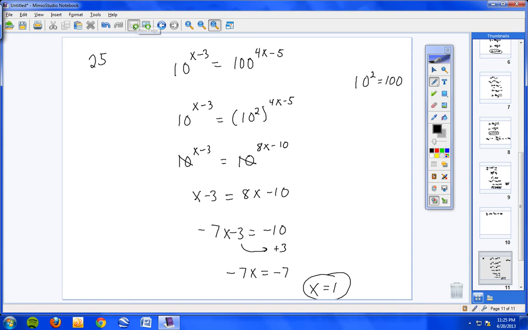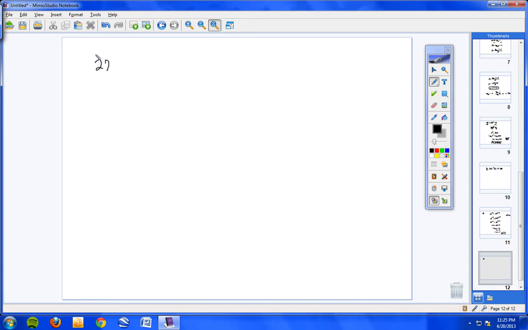Let's go on to number 27. All right, number 27 looks like this. I'm going to go a little faster now. 3 to the x minus 7 power equals 27 to the 2x power. Okay, here we go.